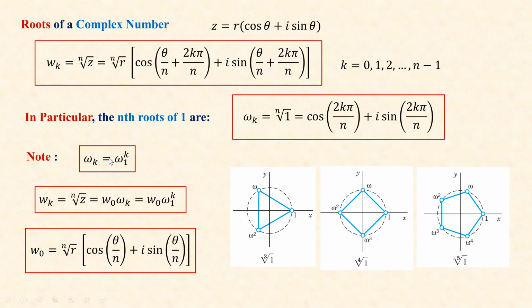And omega k can be written as omega 1 to the power k, because omega 1 is when k is equal to 1. So we have 2 pi over n. Omega naught is 1 for all of the nth roots of 1. This is omega naught, this is omega 1, and this is omega 2 for the third root of 1. For the fourth root of 1, we have 1, i, negative 1, and negative i. And for the fifth root of 1, we have 1 and all of this.